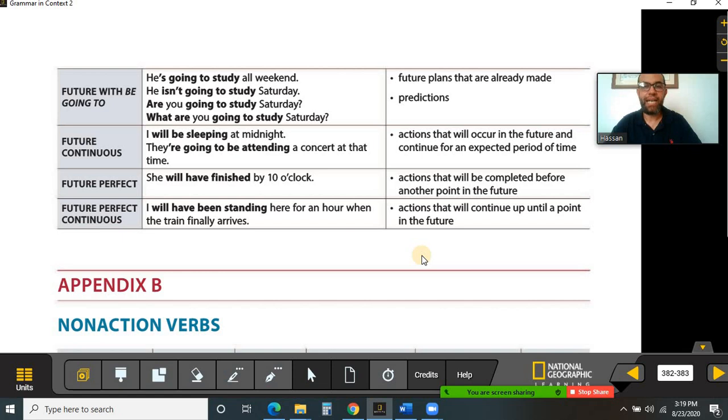An action that will continue and will be in progress up until a point in the future. When we are interested in how long the action will be, use the future perfect continuous. And when you are interested in the action itself, use just the future continuous. And by talking about the future perfect continuous, here we came to the end of this video and this class.